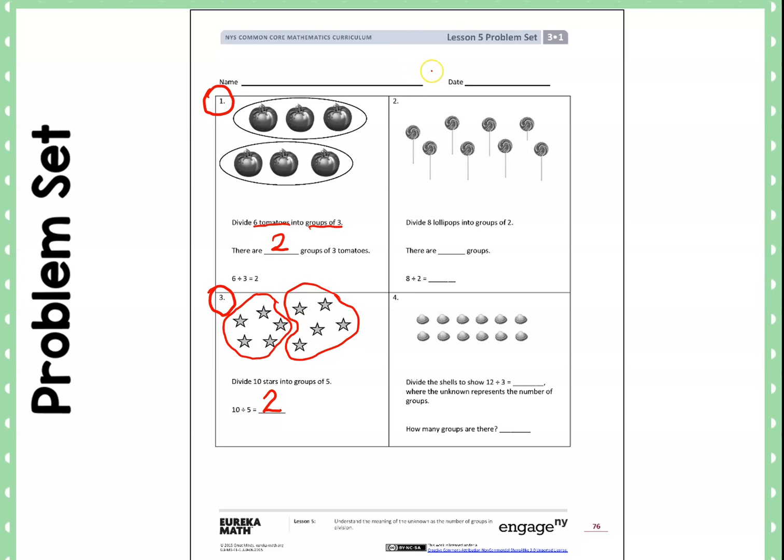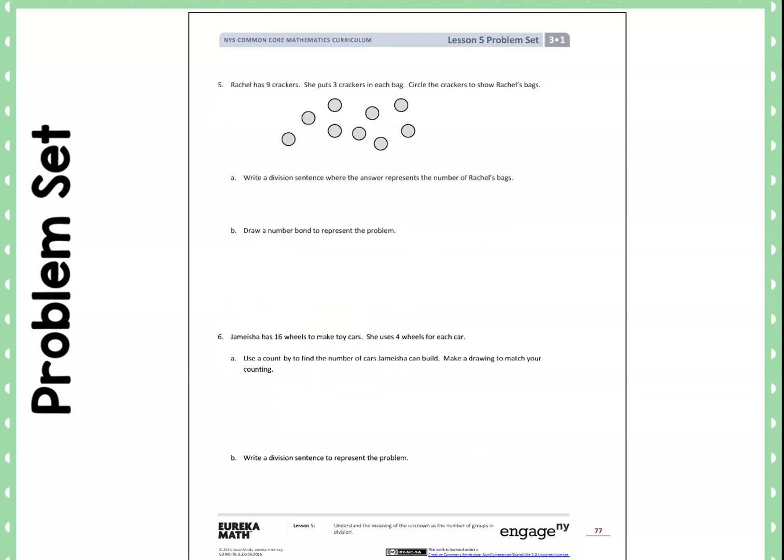Very good job. Okay, when you get to Seesaw, you're going to be doing number 2 and number 4. We did 1 and 3 together, okay, so you don't have to show your work for those problems. Okay, let's move on. We're going to do number 6 together.